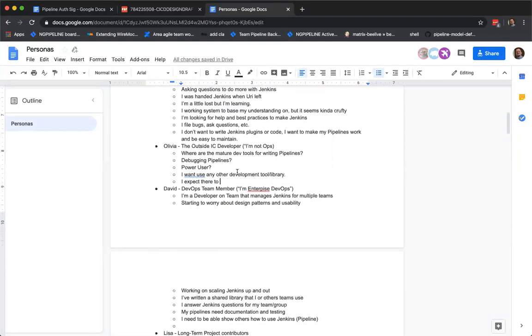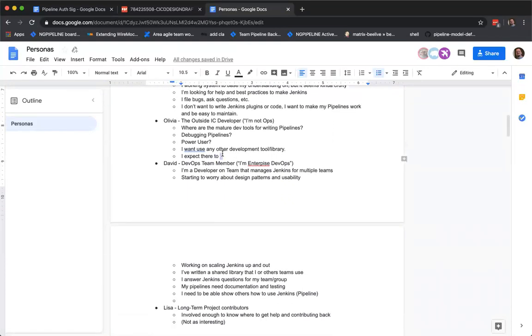Sorry, which goes on which side here? The longer thing I was saying would be the Olivia part, the outside. That's the person more interested in continuous delivery or deployment, using GitOps, basically trying to know the best practices of using Jenkins and pipelines to automate the various things they're trying to do. Whereas the DevOps team member might care more about how Jenkins is used. Right, that'd be this person. Yeah. Okay.